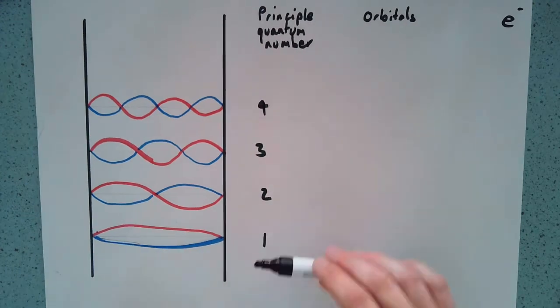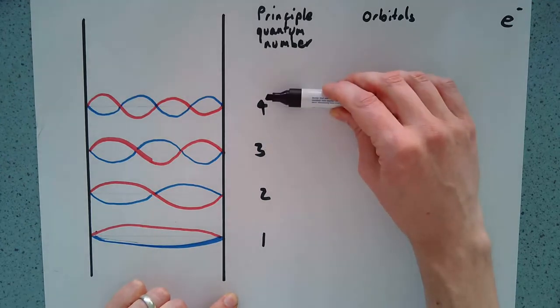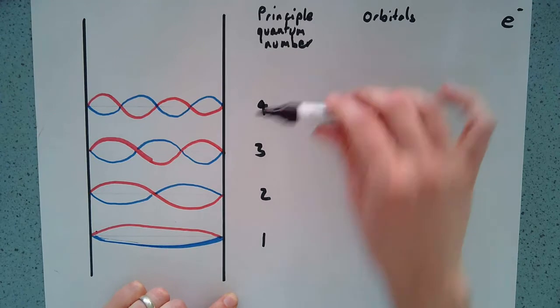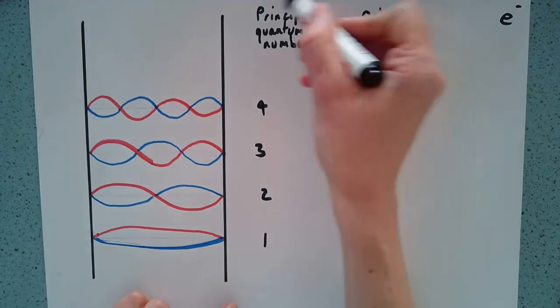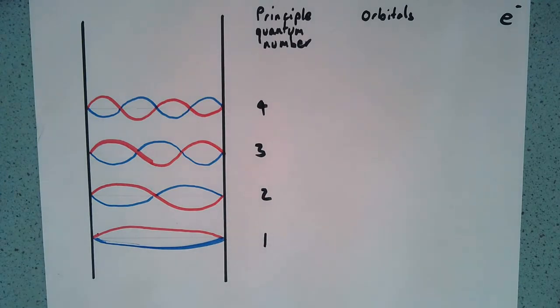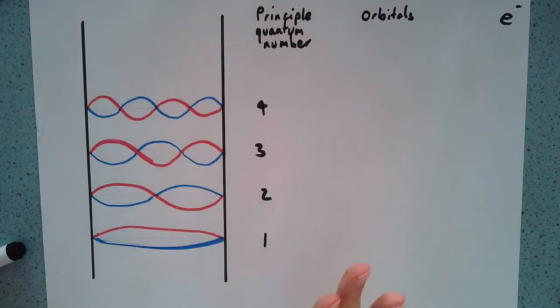And this is the same thing as saying this is energy level 1, this is energy level 2, this is energy level 3, this is energy level 4. Or, as we tend to call it, shell 1, shell 2, shell 3, shell 4, when we're talking about electron shells. And so the principal quantum number tells you the energy level of an electron. And we can see that we have fixed energy levels, just like we did in the Bohr model.